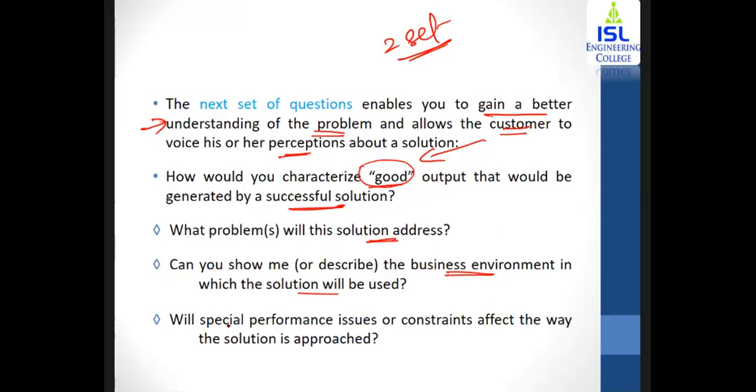The next question is, will special performance issues or constraints affect the way the solution is approached? That is, whether there are performance issues, whether the software that you're developing does not give the best solution, or the different limitations that are there for the particular software, how they are going to affect the solution, that is going to be identified.